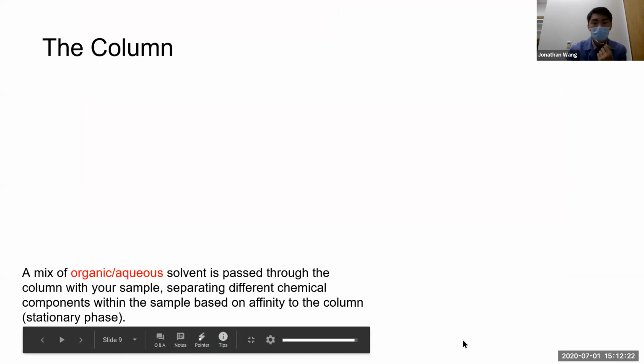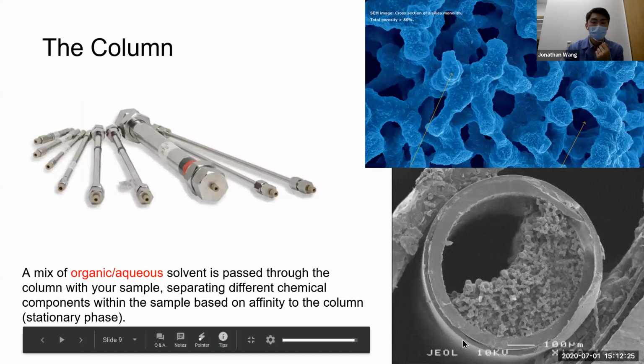All good, so we'll move on to this. So yeah, going to the actual meat of how this separation is done. That column box you saw earlier contains one of these round tubes. And this is where your organic and aqueous solvent is passing through. Inside this tube is a packed sort of sand or silica that is the actual filter material. So on the right here, you have some scanning electron microscopy images of that material inside. You can see there's pores in between this silica bead that is allowing the aqueous portion to flow through.